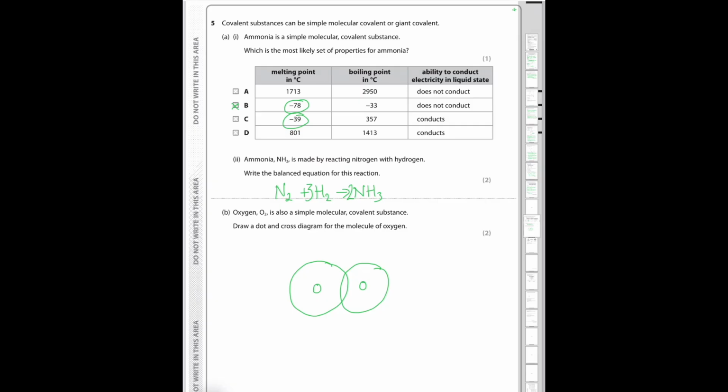So we will have 1, 2, 3, 4, 5, 6. 1, 2, 3, 4, 5, 6. And now we can see that for each oxygen atom, we have 8 electrons in the outer shell altogether, because we've got 4 in the middle and then 4 on the outside of each of them.